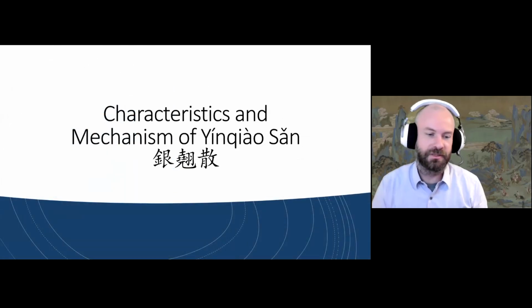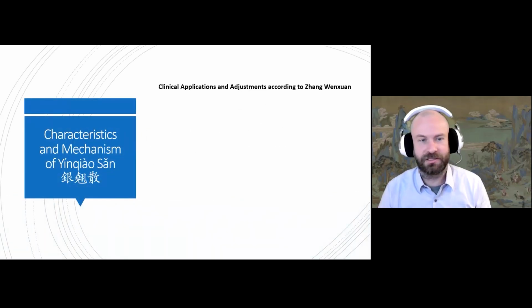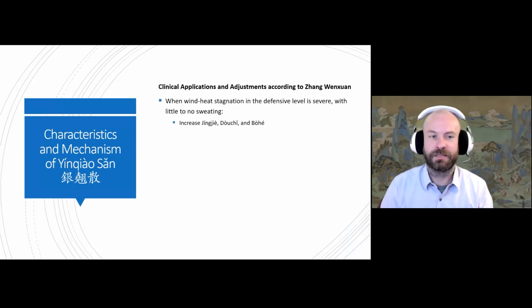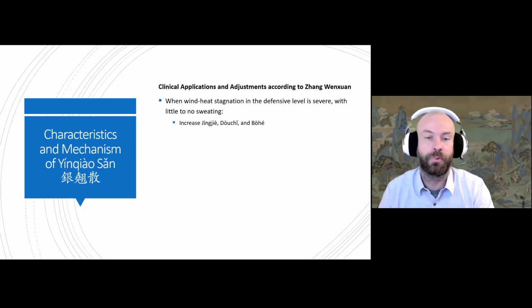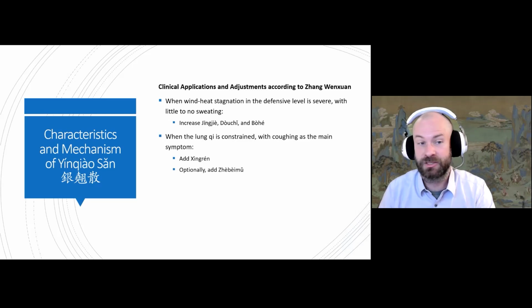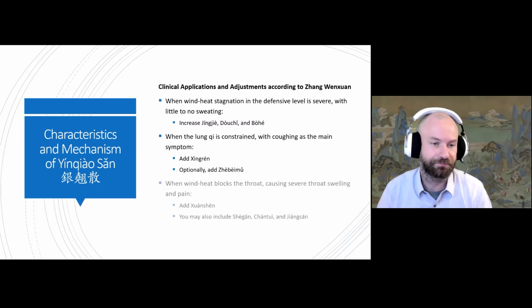Characteristics and mechanisms of Yinqiao San. So some clinical applications and adjustments according to Zhang Wansuan. He says when wind heat stagnation and defense level is severe, with little sweating, you can increase the dosages of Jingjie, Douchi, and Bohe. When lung qi is constrained with coughing as the main symptom, you can also add in Xingren, or optionally add Zhebei Mu. Interestingly, if you've studied the Shanghan, you remember that one of Wu Jutong's modifications is Wu Zhizhao Houpo Xingren Tang, adding Houpo and Xingren to treat cough.